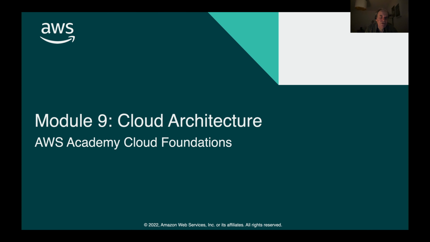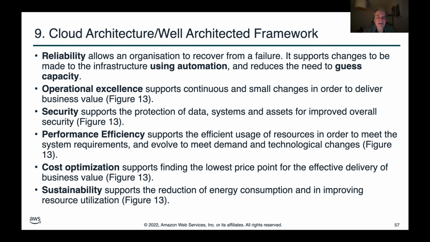When it comes to cloud architectures, reliability is important to be able to recover from failures, and as much as possible, we want to automate that. So it's a key factor that there shouldn't really be much manual work when it comes to the fixing of the cloud infrastructure, and it very much moves away from the need to guess the capacity that's required. Operational excellence is for continuous and small changes in the way that we deliver, and to be able to reflect that in the business processes that we have.